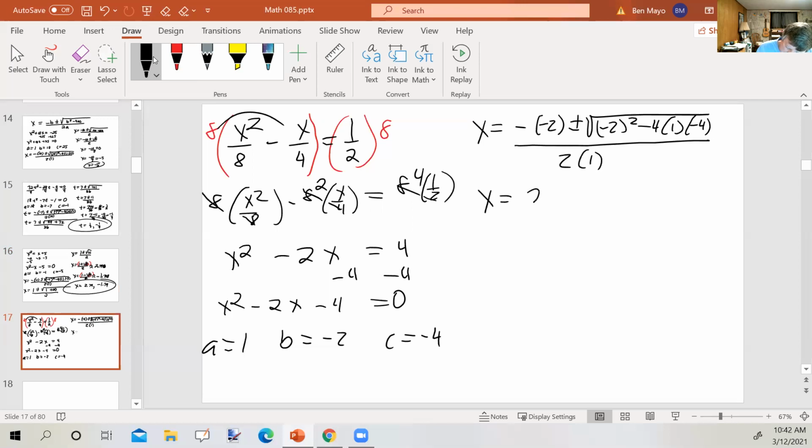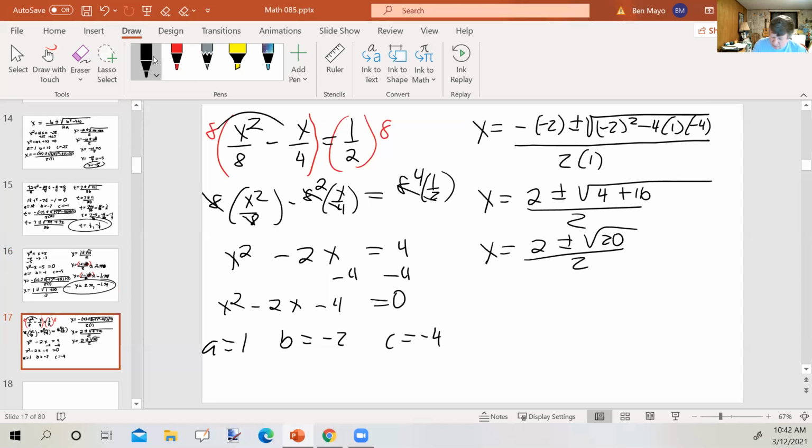So x equals 2 plus or minus the square root of 4 plus 16, all over 2. X equals 2 plus or minus the square root of 20, all over 2. But the square root of 20 is the square root of 4 times 5. The square root of 4 is 2, so we get 2 square roots of 5. So now we've got x equals 2 plus or minus 2 square roots of 5, over 2.